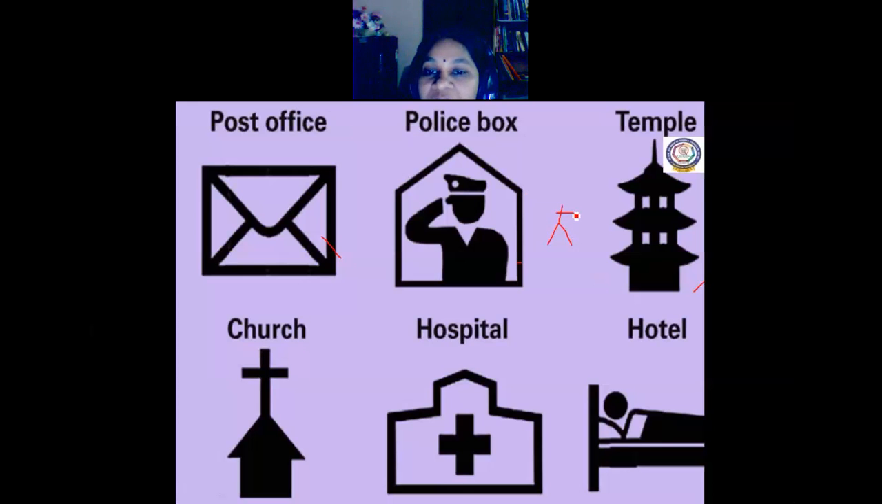If it is a mosque, it's like this. For a hotel, and this is for a hospital. See, I told you, no church. For a church, they'll show this symbol. For a hospital, this one. Okay.